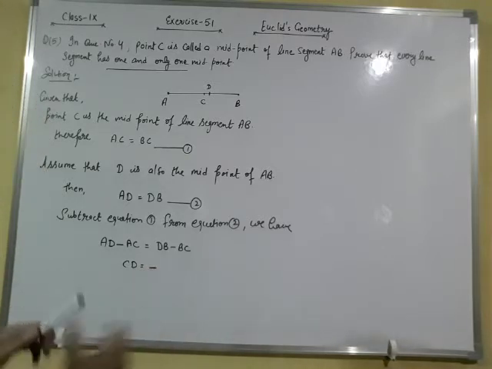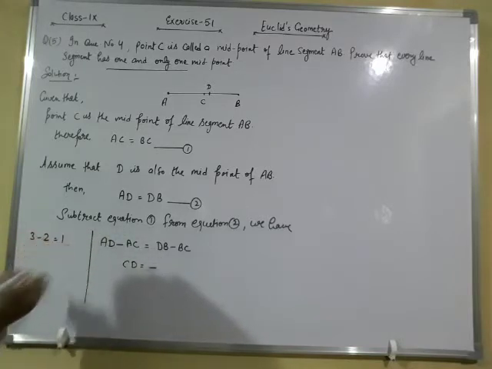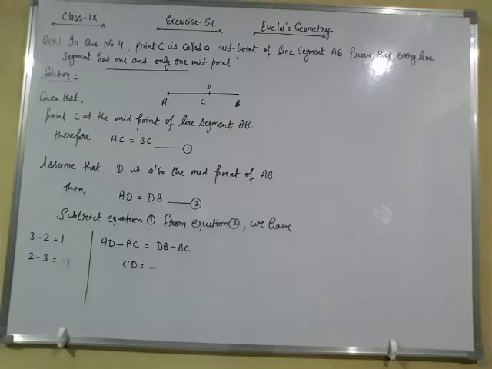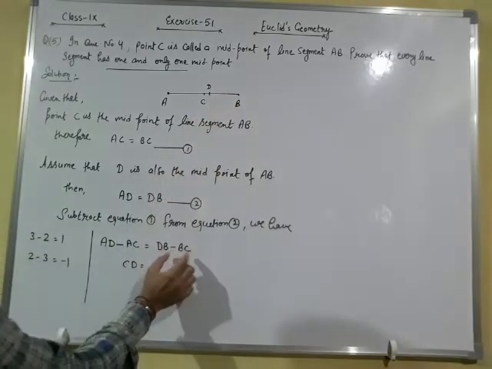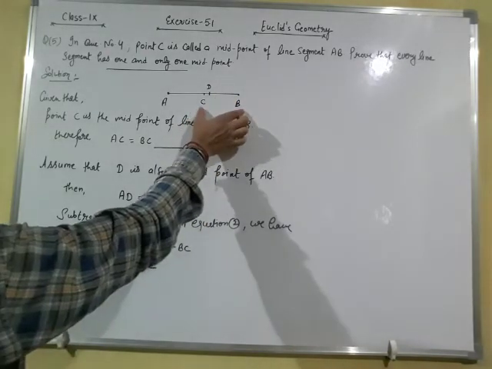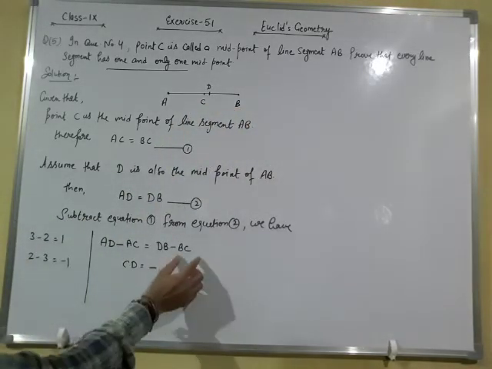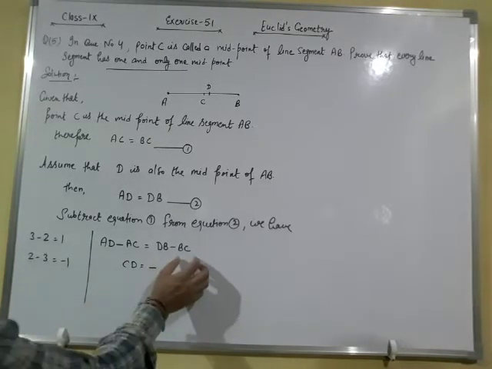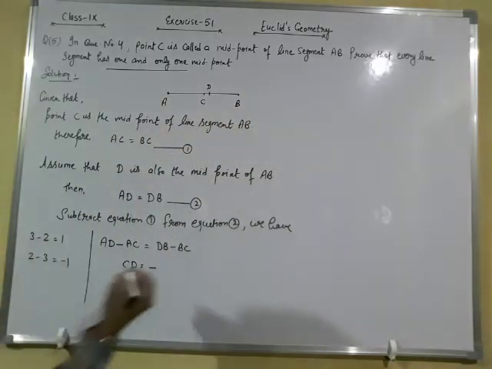You can understand this thing: when we subtract 2 from 3 we get positive 1, and when we subtract 3 from 2 we get negative 1. Here we are doing the same thing. In the diagram, BC is the larger one and DB is the smaller one, and we are subtracting a larger quantity from a smaller quantity, that's why we get a negative quantity. Now subtracting DB from BC gives minus CD.